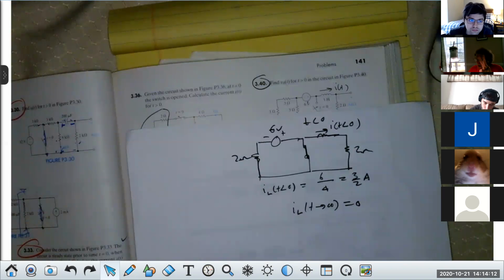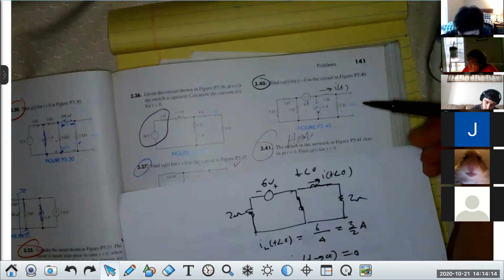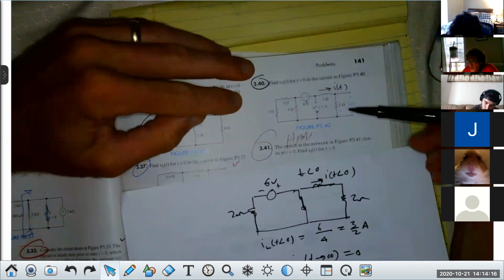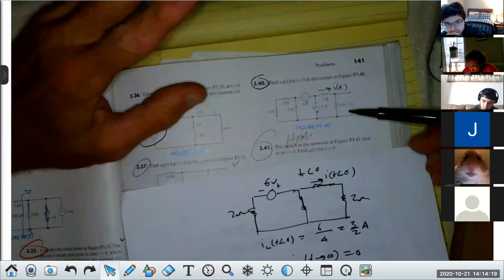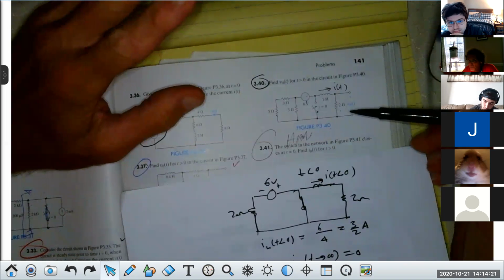Now, go back to this circuit and look again. And again, I appreciate people who turn their cameras on. It makes my life so much easier.